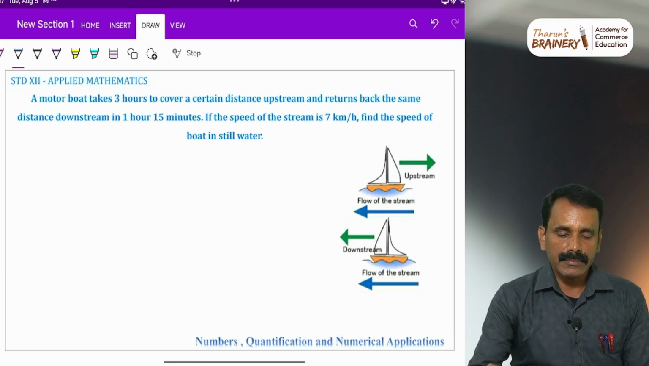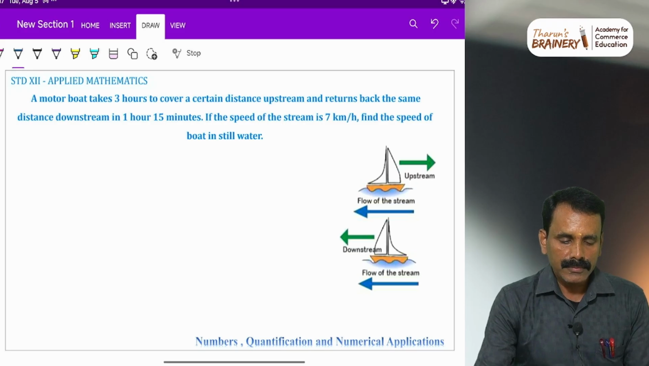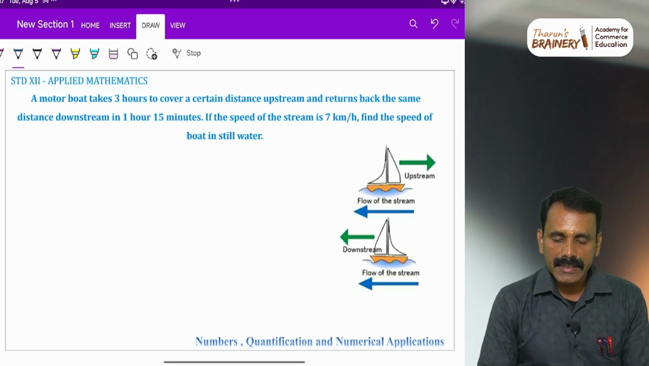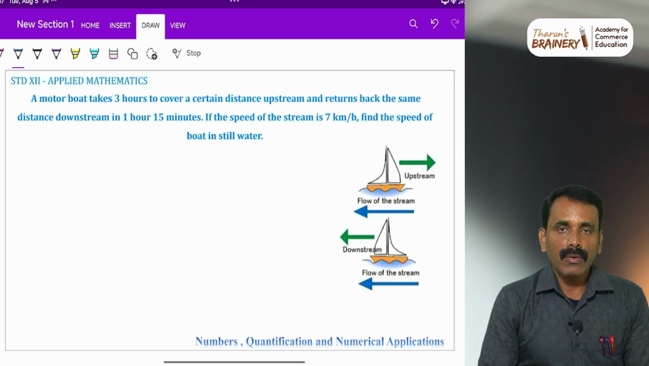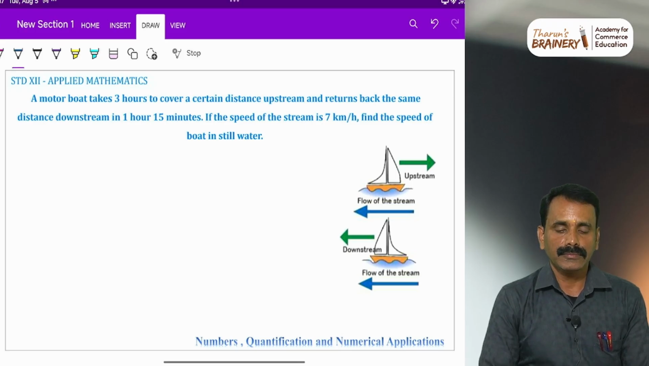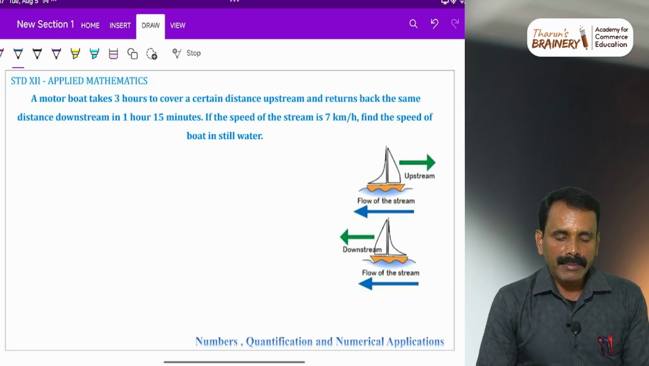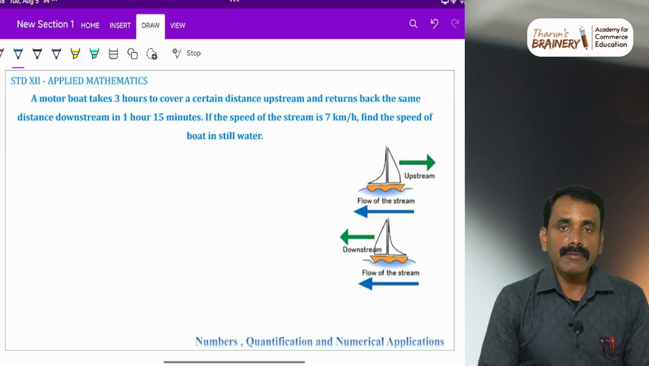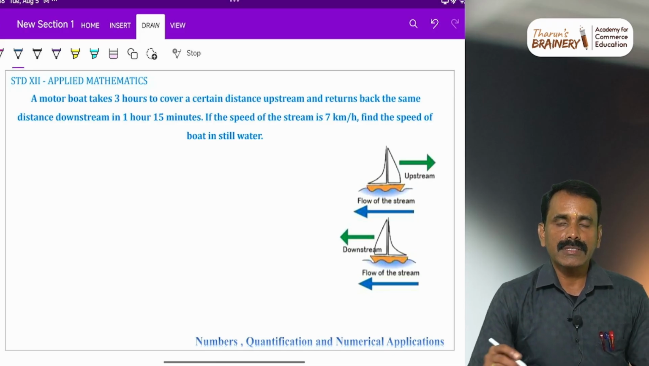Hi students, a motorboat takes 3 hours to cover a certain distance upstream and return back the same distance downstream in 1 hour 15 minutes. If the speed of the stream is 7 km per hour, find the speed of the boat in still water. So here the time taken for the upstream travel and the time taken for the downstream travel are given to us, and the speed of the stream is also given to us. We are supposed to find the speed of the boat in still water.